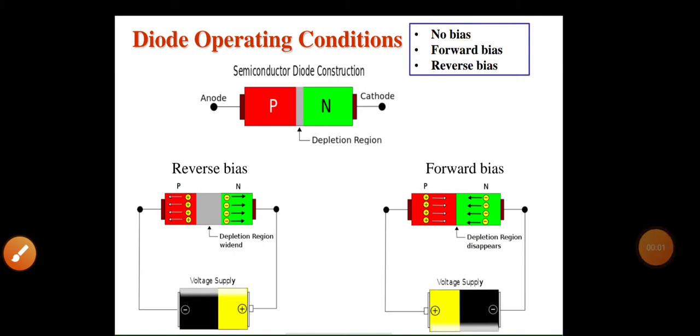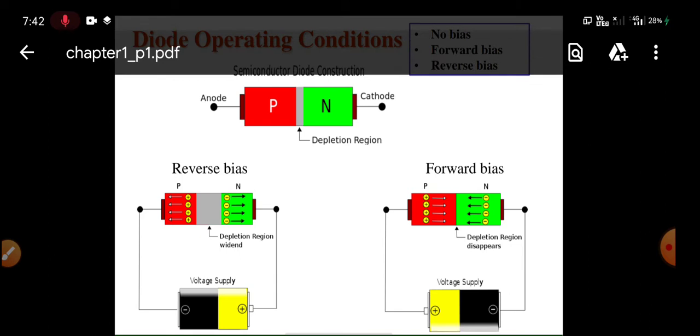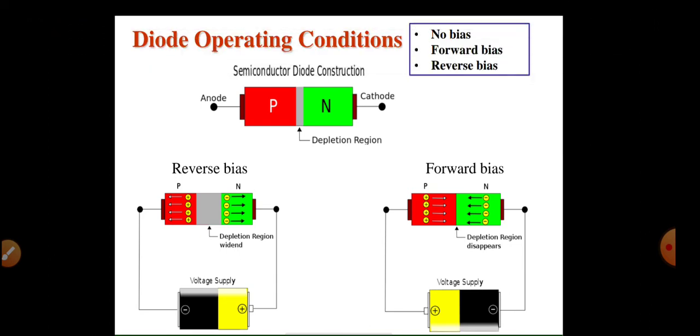So good morning students. In this lecture we will see the various biasing techniques of a diode. In this one, reverse bias and forward bias we will see. In the diode, we are adding p and n type material together, and whatever is formed from that is called a diode. The junction point is called the depletion region.